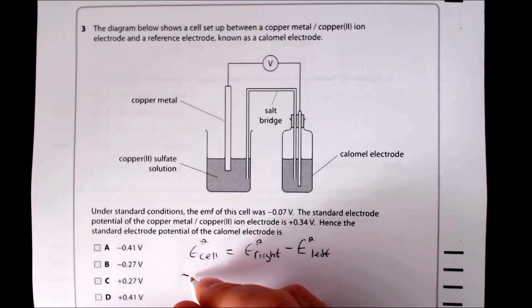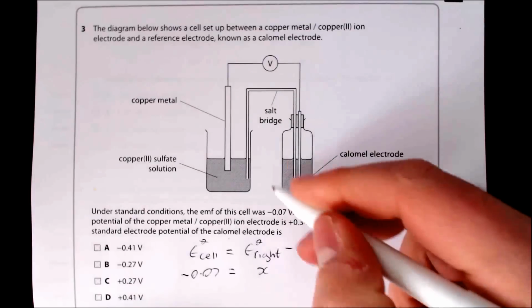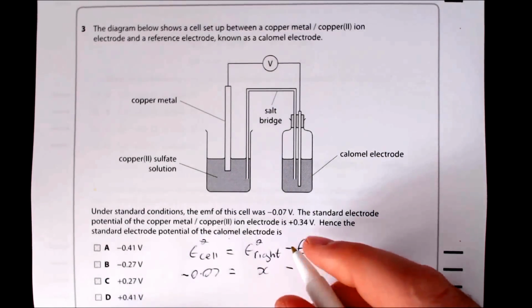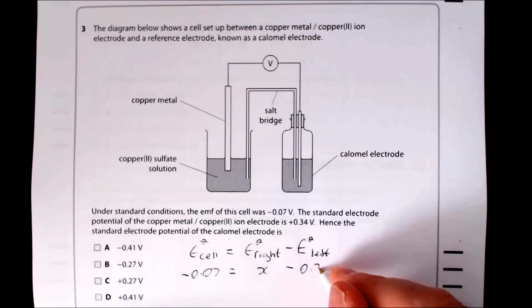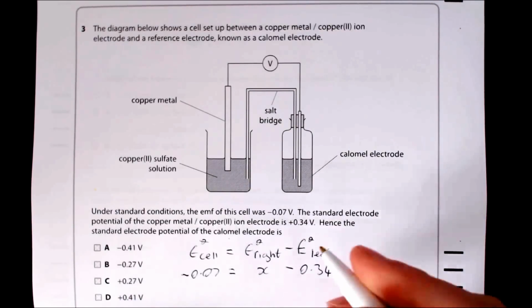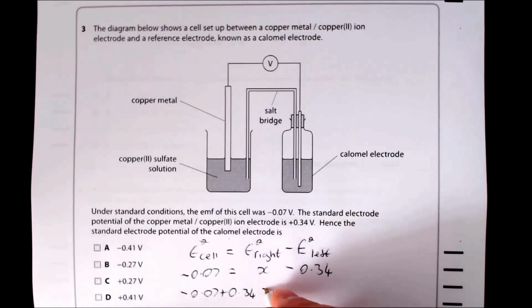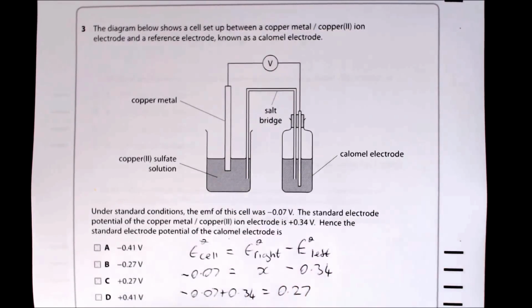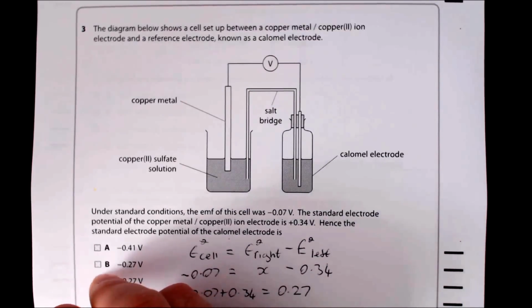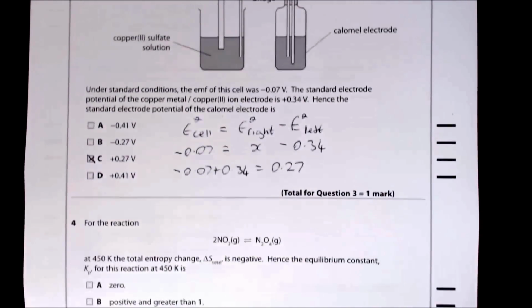Basically, the E0 of the cell is minus 0.07 because they've told us that. We need to work out the calomel, which is the one on the right hand side, so I'm just going to put X there. And we're going to minus that by 0.34 because that is the voltage of the left hand side, which is this one here. Then if you rearrange that, we just nudge this over here. So that's minus 0.07 plus 0.34, and obviously we don't really need a calculator for that. So that should give us 0.27. That's positive 0.27. Make sure you remember this equation because if you didn't, you might pick up on the wrong answer. Okay, right, so on to the next question.